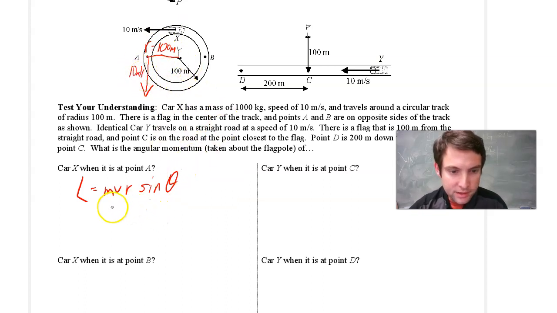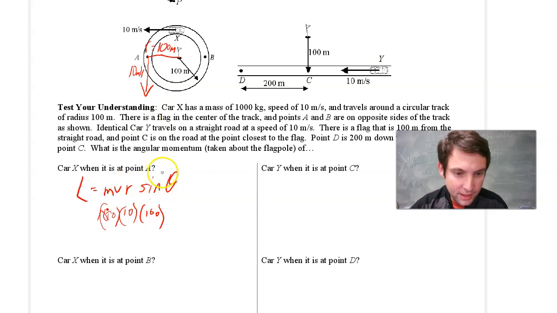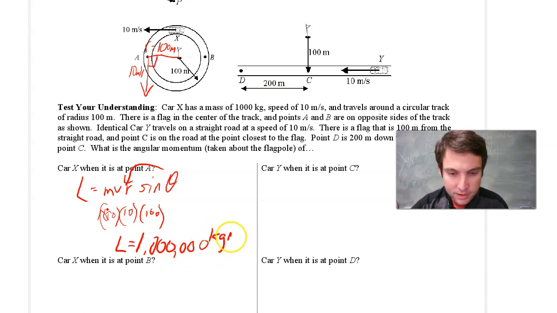And when we plug all of this in, the mass 1,000, the velocity is 10, and the radius is 100. The angle between velocity and the radius, look at that, is 90. So sine of 90 we already know is 1, so we don't really care about that. So in this instance, our angular momentum is going to be equal to 1 million. And what about those units? Kilograms times meters squared per second.